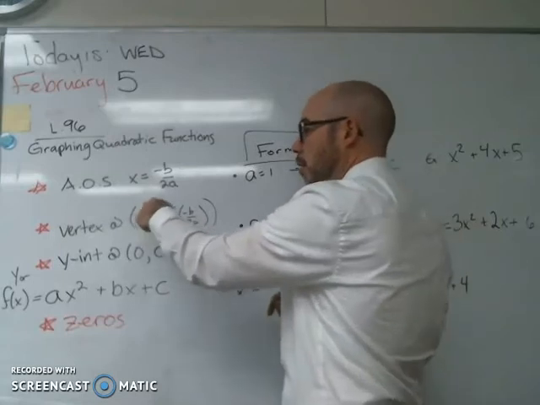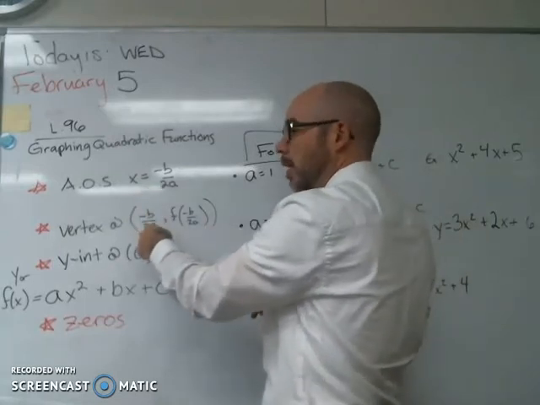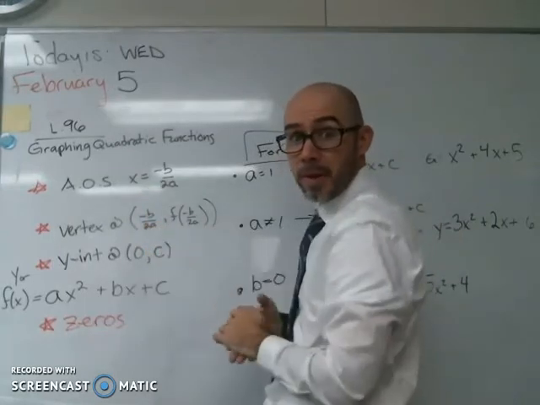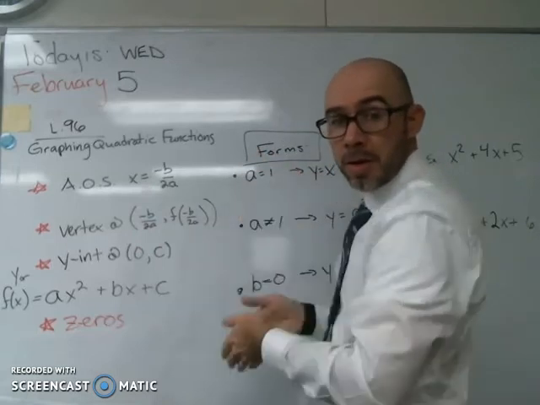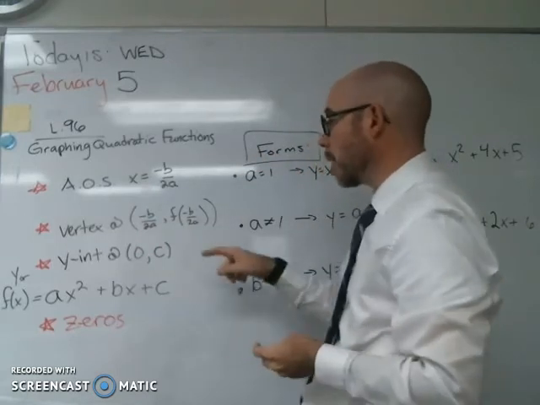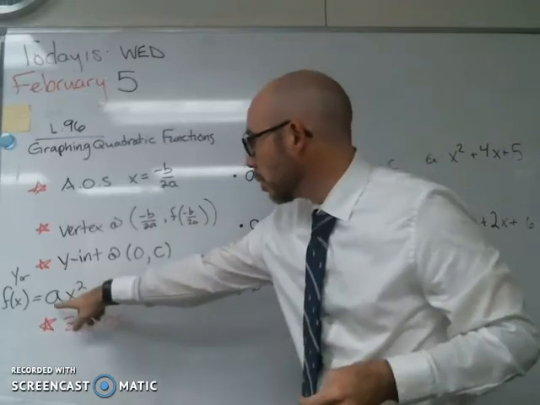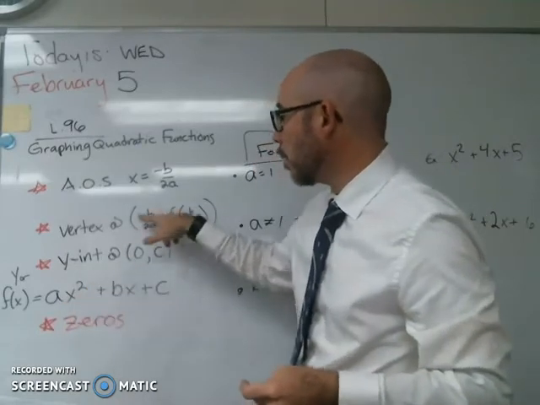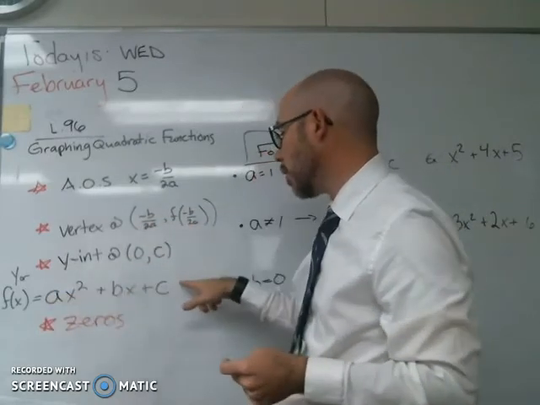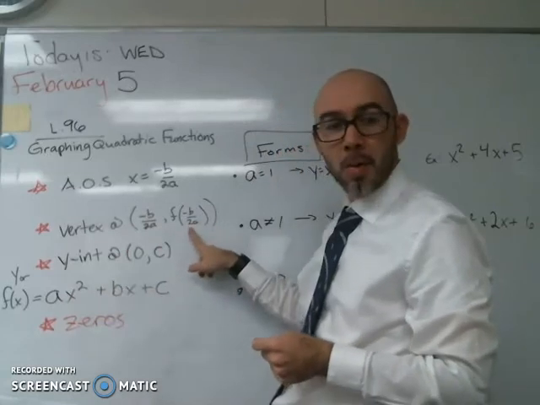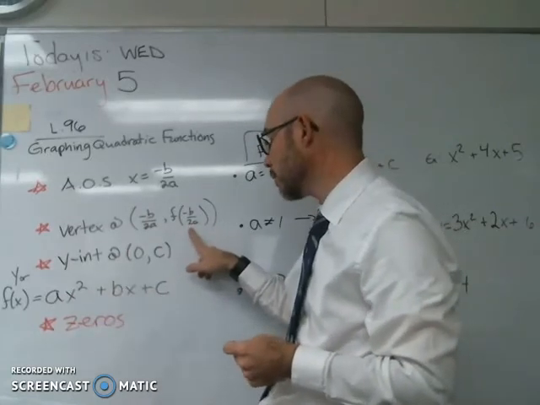We use that value in the axis of symmetry. That is our x point for our vertex, the highest or lowest point on the parabola. And evaluate the function. We plug that number into the function, and whatever comes out, that's the y value for the vertex.